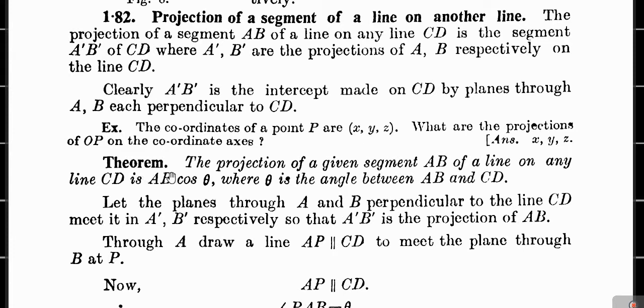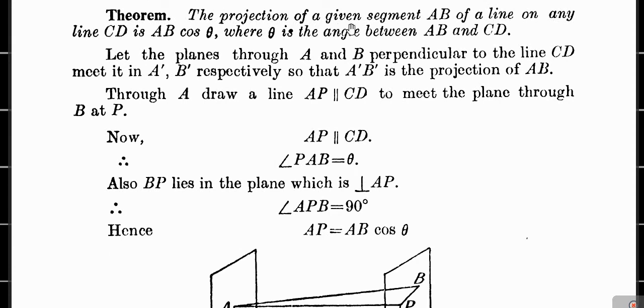So we'll move to the theorem proving an important result about the projection of a segment on another line. The theorem is: the projection of a given segment AB of a line on any line CD is AB cos theta, where theta is the angle between AB and CD. What we have to show is that the projection of segment AB on the line CD is equal to AB into cos theta, where theta is the angle between lines AB and CD. This we have to prove.